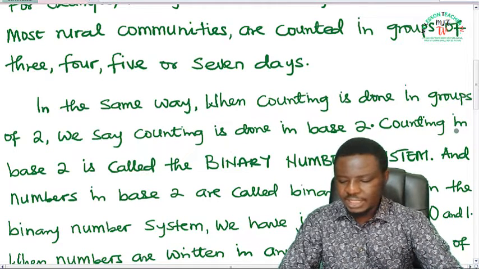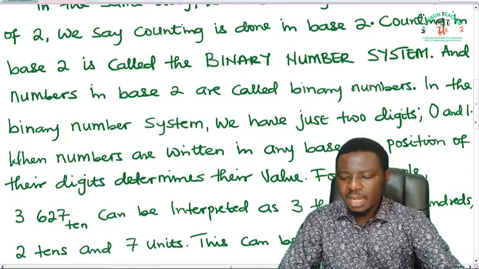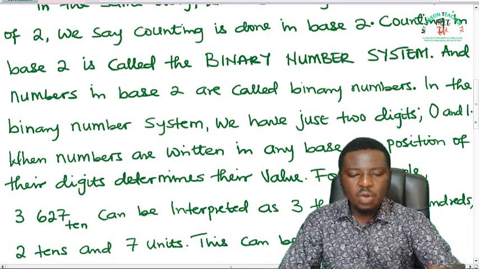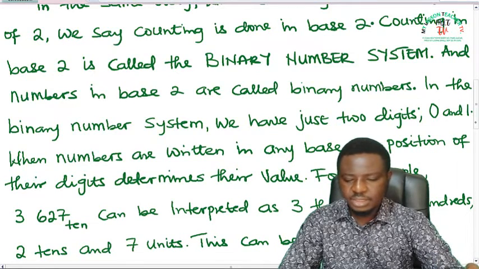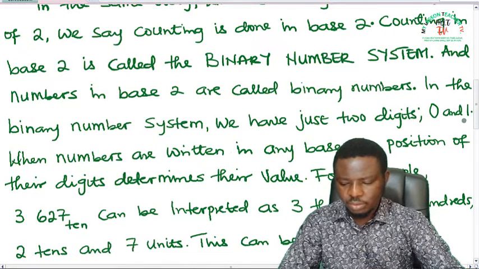So I said counting in base 2 is called the binary number system. And numbers in base 2 are called binary numbers. In the binary number system, we have just 2 digits, 0 and 1.